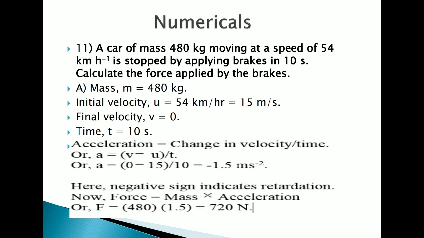So substitute the values. a equals v minus u upon t. Now in place of v, 0 will come. 0 minus 15 upon 10. So we will write minus 1.5 meter per second square. But it is negative as brakes have been applied. It is retardation. But for finding the force, we will not write the value of negative acceleration. We will take positive acceleration only. So it will be 480 into 1.5. So we'll be getting 720 Newton.